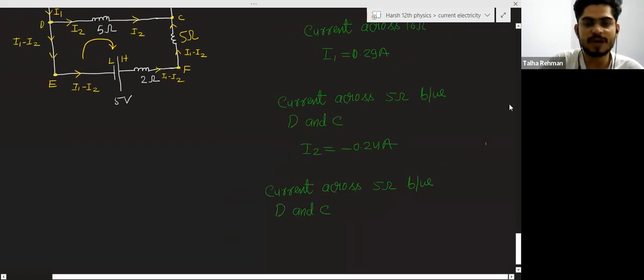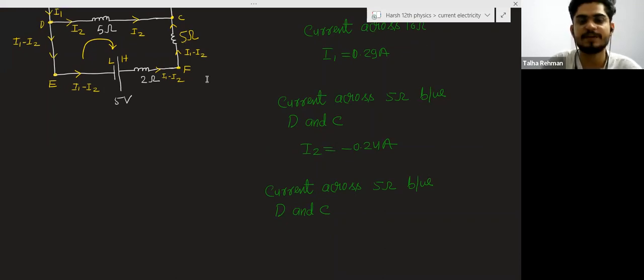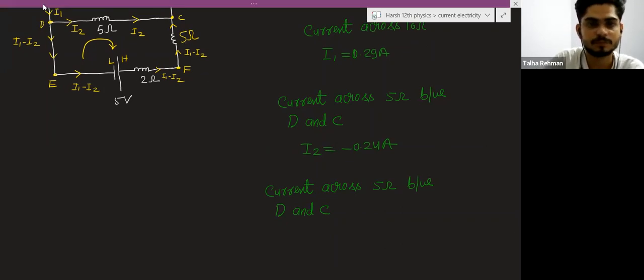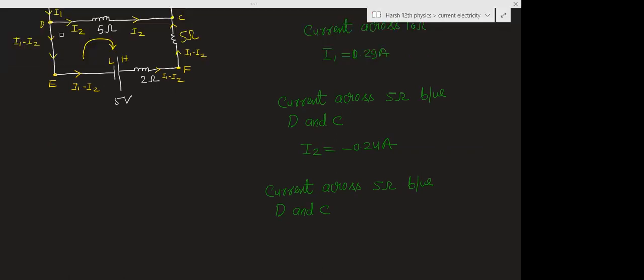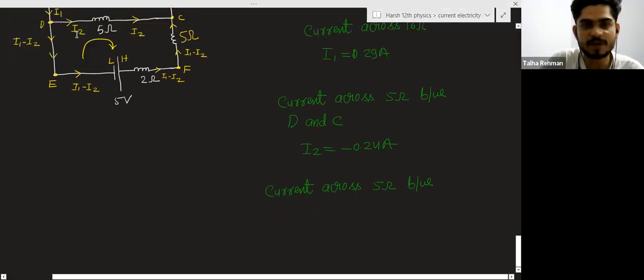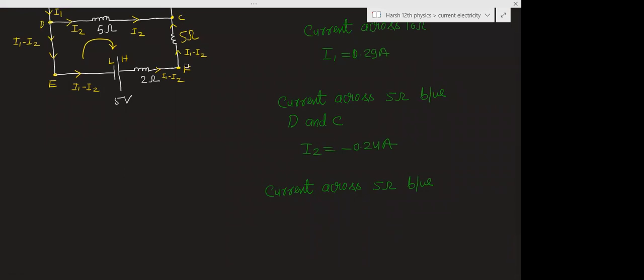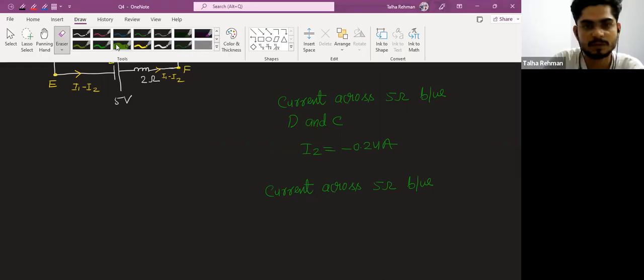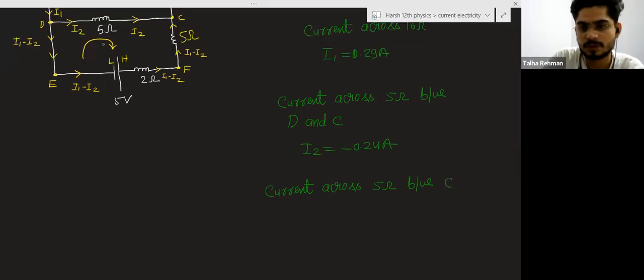But this 5 ohm is between C and F. This 5 ohm I am talking about, this is between C and F. Between C and F. What is the value?